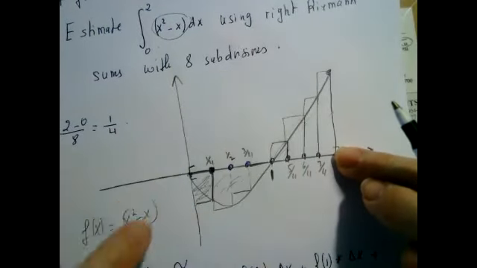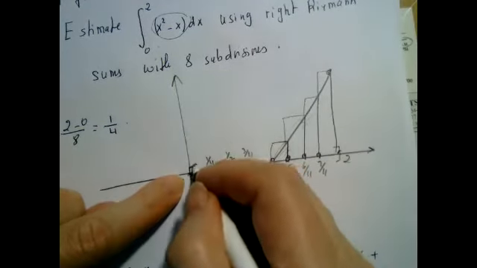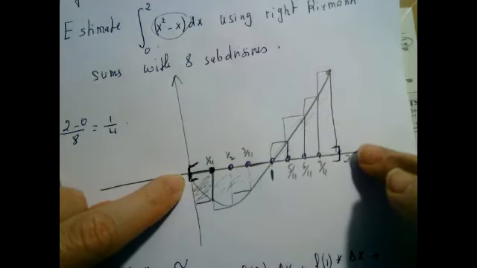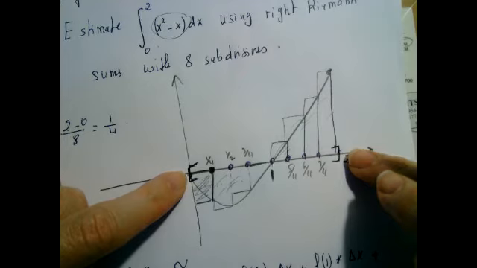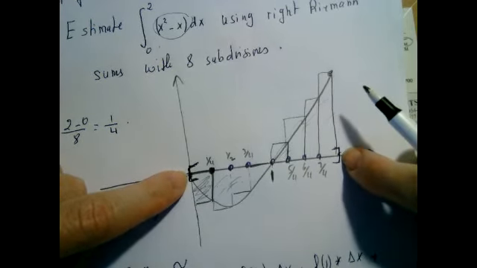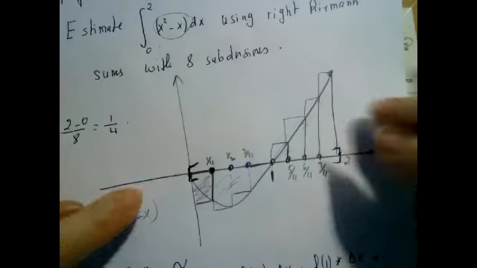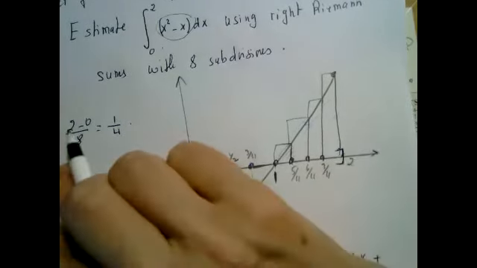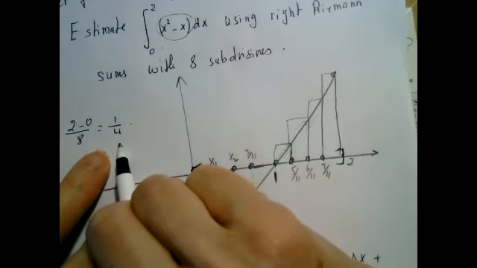Using 8 subdivisions, it means I take the interval from 0 to 2 and I split it into 8 equal pieces. So I have this interval, length of 2. I divide it into 8 pieces. What's going to be the length of every piece if I do that? I have 2 divided into 8, so it's 1/4.